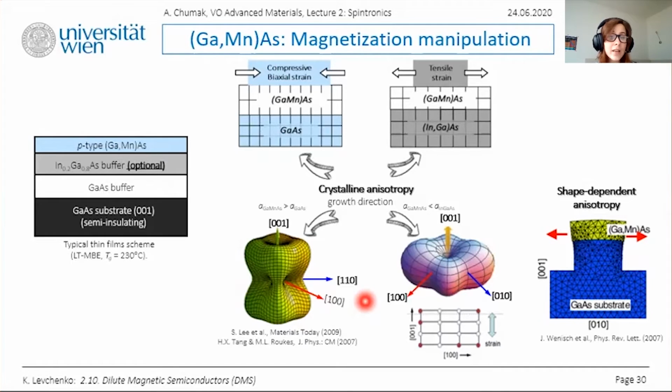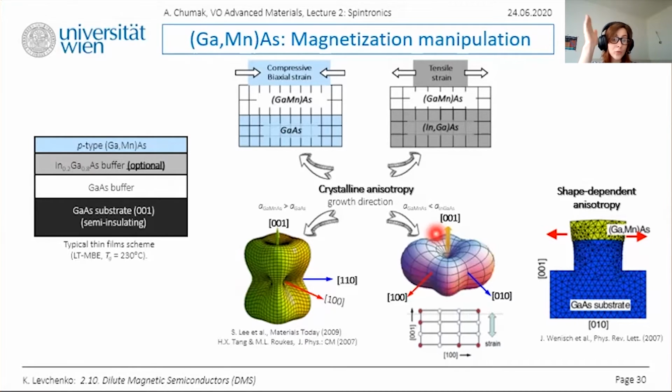And in a case where you grow your gallium manganese arsenide on top of a layer that has a larger lattice parameter, then we are stretching our gallium manganese arsenide, and in such a way we have only one easy magnetization direction along 001.